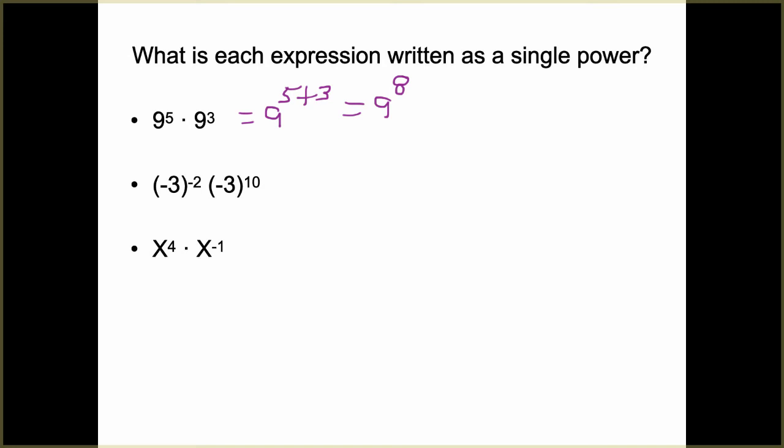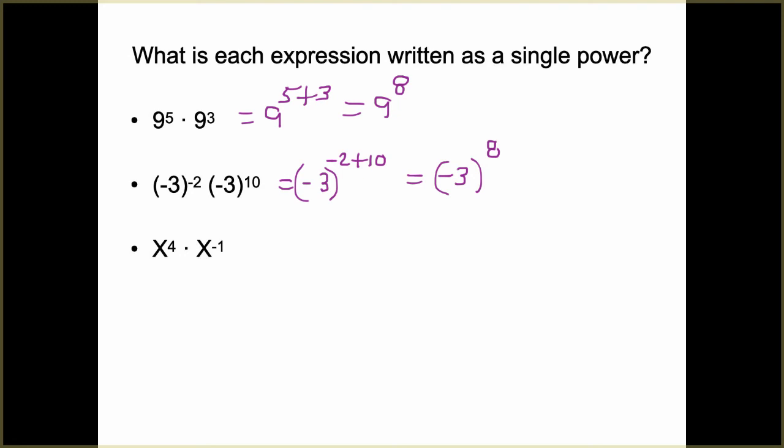Here we have negative 3 to the negative 2nd and negative 3 to the 10th. They have the same base of negative 3, so we are going to add the exponents. We have negative 3 and negative 2 plus 10, which becomes, I'm going to put the parentheses around here, and you need to have the parentheses because the negative is included with the base, and that whole base is raised to the power. So the negative has to be in parentheses with the 3, and we get negative 3 to the 8th power.